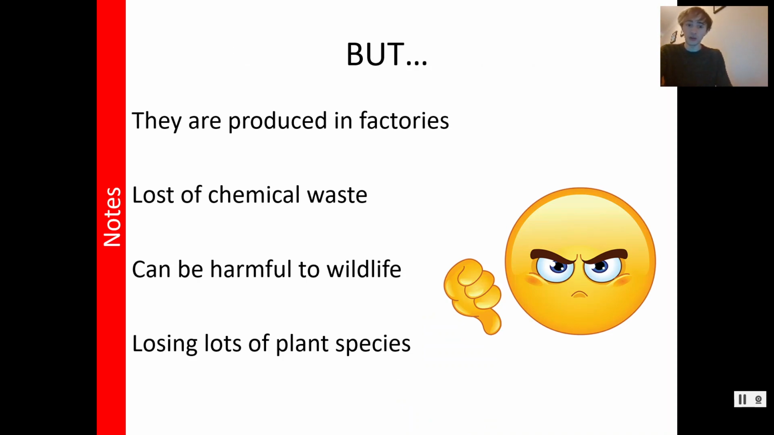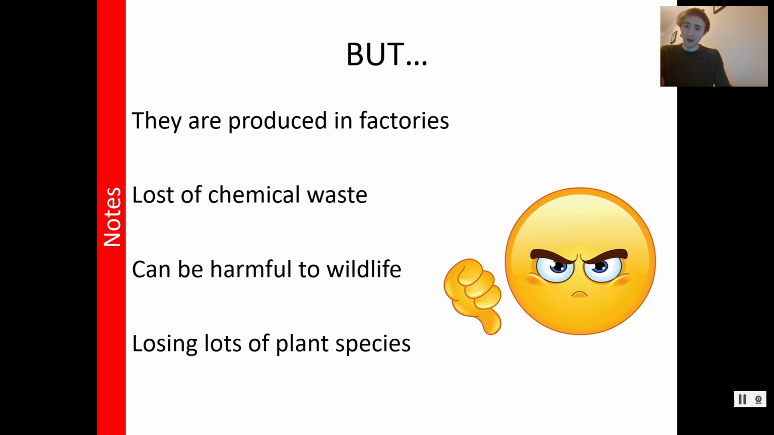Firstly, there's a lot of chemical waste. Secondly, it can be very harmful to wildlife. And thirdly, if used on a large scale, it can destroy plant species which are quite rare. There are a lot of plant species dying out and going extinct. It's not as reported as animal extinctions, because they're not as cute and furry, but it's an issue, and so spraying these everywhere is not necessarily a positive.